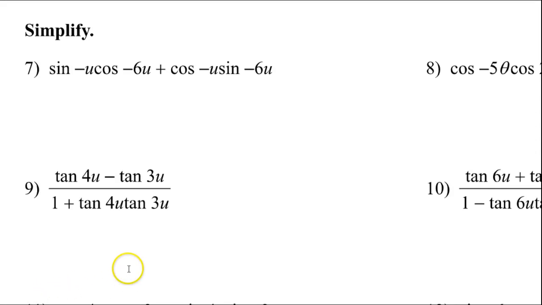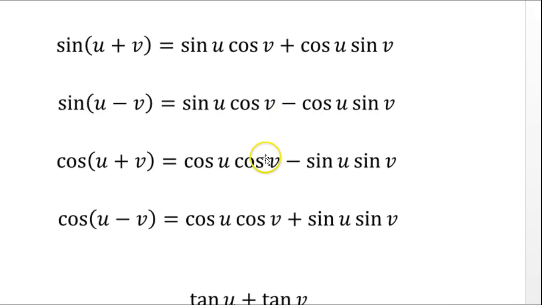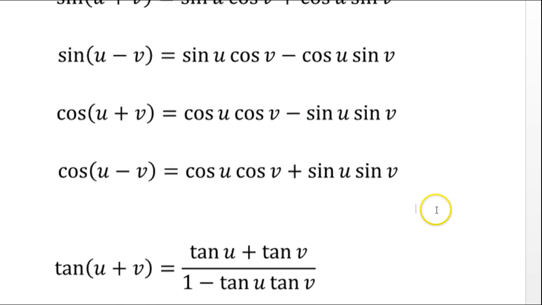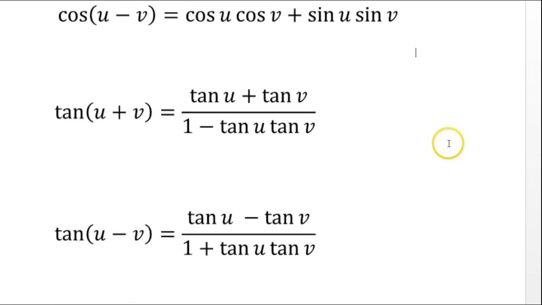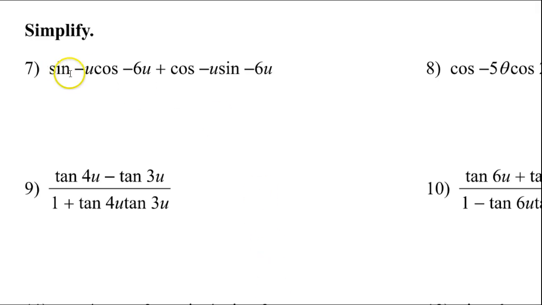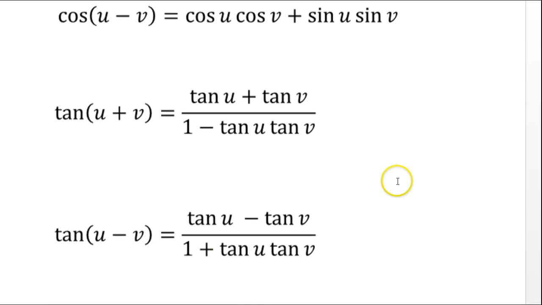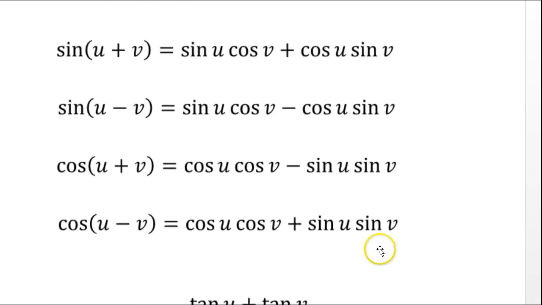In this video, we are going to simplify expressions such as these using sum and difference trig identities. So these have to be memorized along with these two tangent versions. So this is going to be pretty straightforward. We're looking at this expression and we're really trying to match it up with one of these identities.